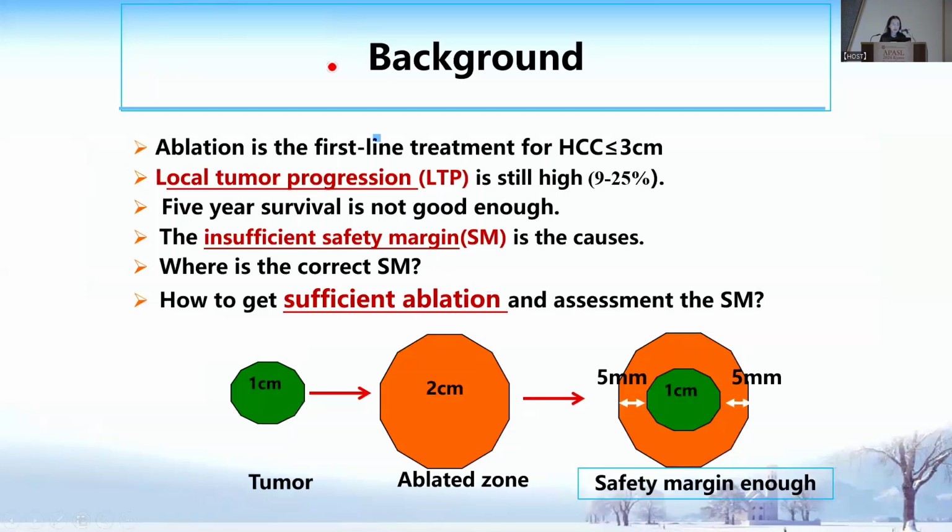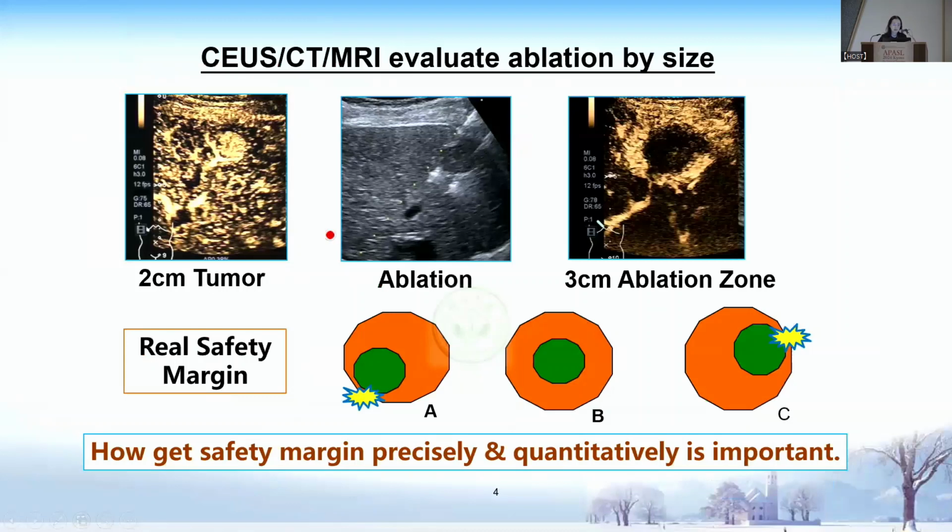As we know, ablation is the first-line treatment for HCC less than 3 cm, but local tumor progression is still high, and the 5-year survival is not good enough. The insufficient safety margin, I think, is the main cause. So where is the correct safety margin, and how do we get sufficient ablation and assess the safety margin? It may be the topic for interventional doctors.